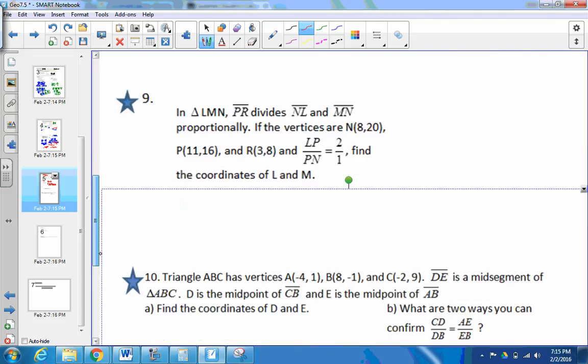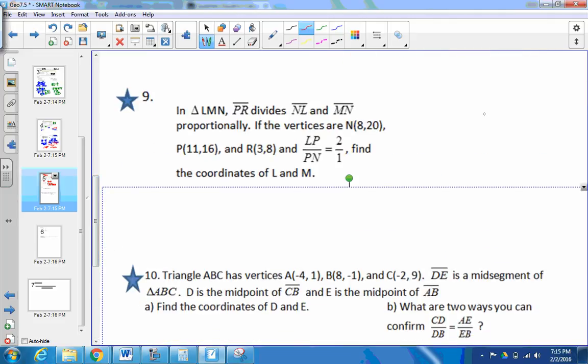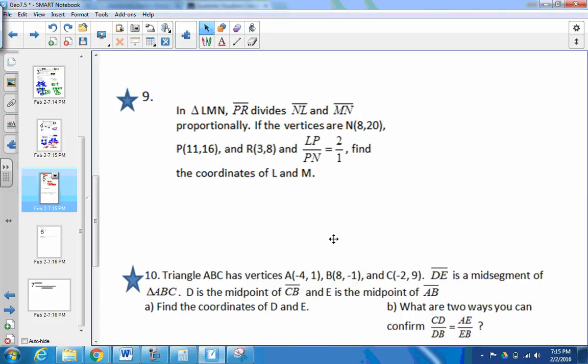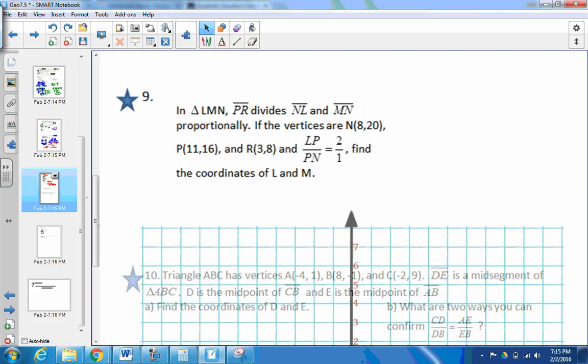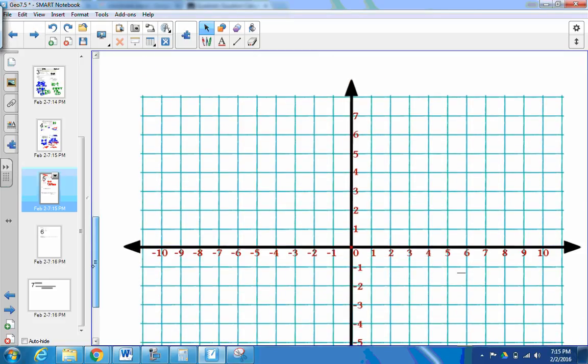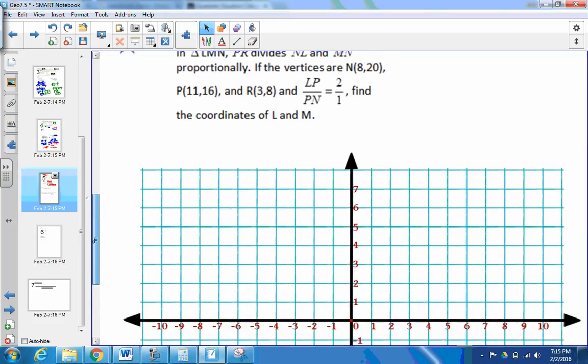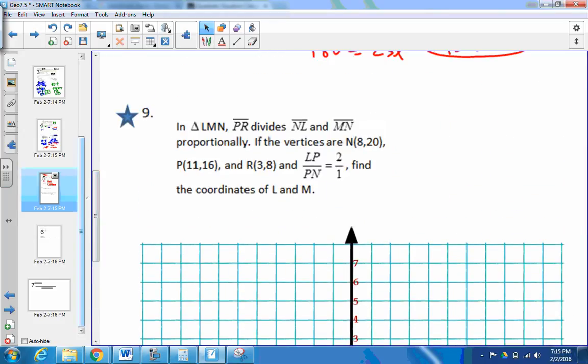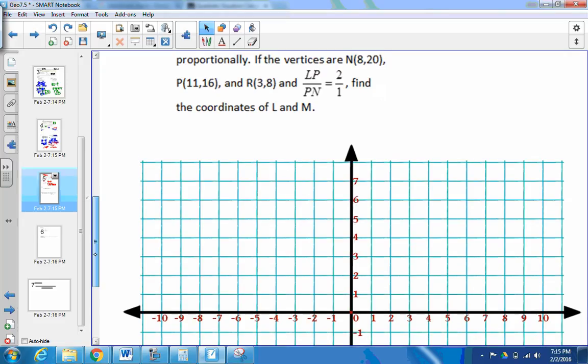Alright. I have two more examples here. These are both more challenging ones, and I encourage you to try them on your own. But I'm going to start you off by looking at the graph a little bit. Number 9 we'll just look at. It says in triangle LMN, PR divides NL and MN proportionally. So we're using that triangle angle bisector theorem. If the vertices are 820, we're going to use this nice handy dandy graph here. And I didn't give a good enough graph. 820 and 1116. So that's going to be something like this.